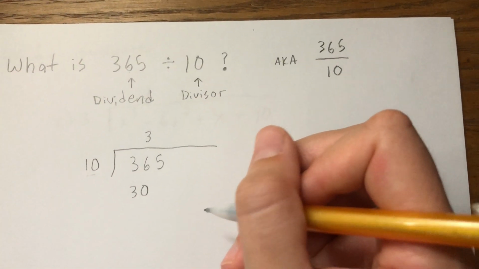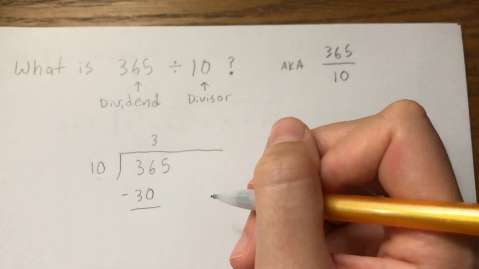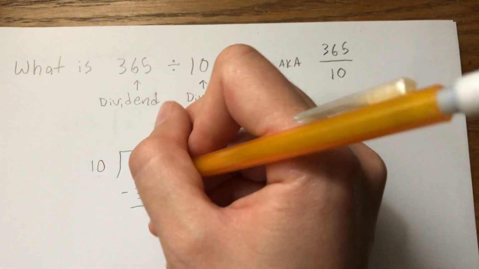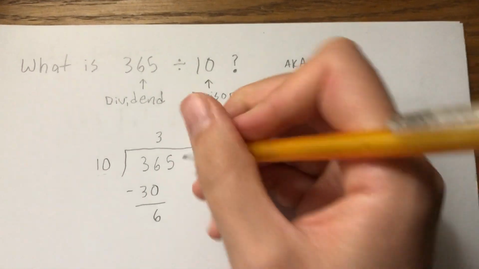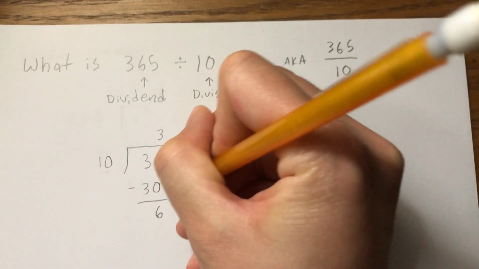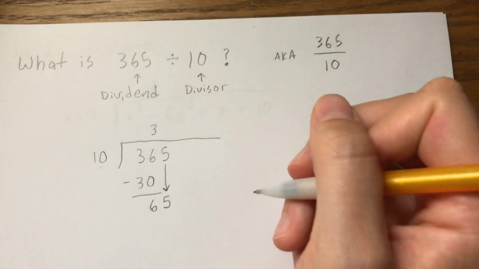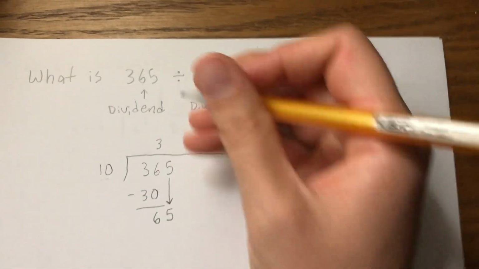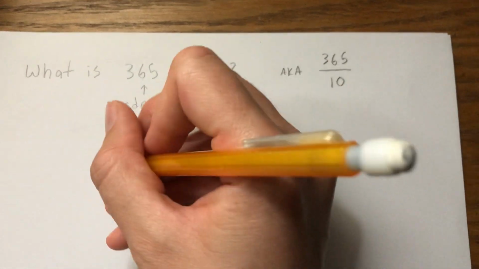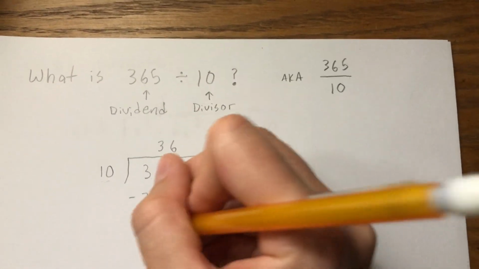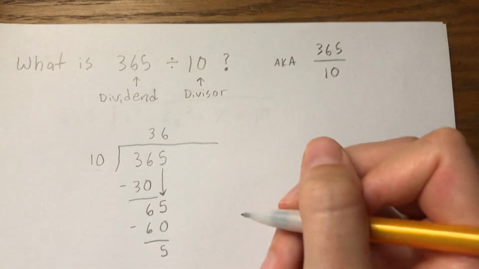What I'm going to do, if you remember, is subtract that amount and see what's left over. So 3 minus 3 is 0, 6 minus 0 is 6. Then I'll bring down the next number and do it all again. 10 goes into 65 6 times. 6 times 10 is 60. I'm going to subtract, and I get 5 left over.